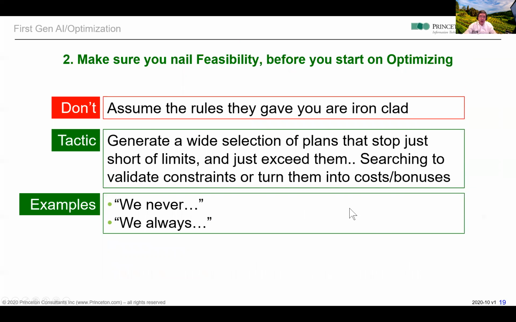Secondly, make sure you nail feasibility before you start on optimizing. So don't assume the rules they gave you are ironclad. When you hear people say, oh, we never go over time, or we always start right when we say we're going to start, it's like, is that really true? So generate a wide selection of plans that basically show something just short of the limits they've given you or just exceed them, and see whether in fact what they told you are not hard constraints, but really soft constraints, or more precisely, their costs or bonuses in your objective.